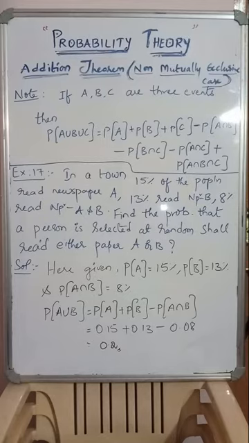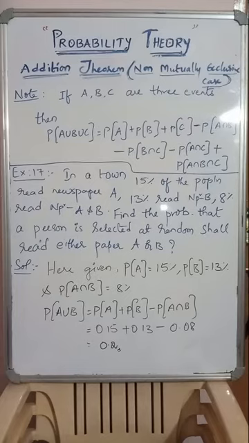But now when three events are there, how to write the non-mutually exclusive case addition theorem, which is P of A union B union C. Look at there. P of A union B union C equals P of A plus P of B plus P of C minus P of A intersection B minus P of B intersection C minus P of A intersection C. AB, BC and CA, right? Plus the whole P of A intersection B intersection C.